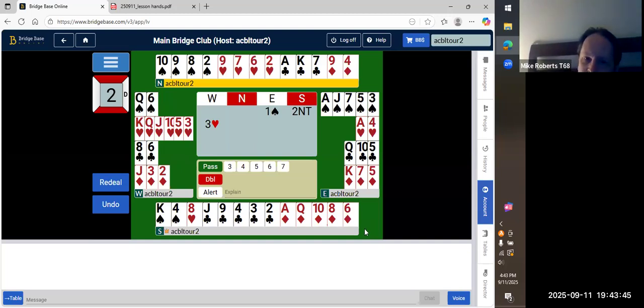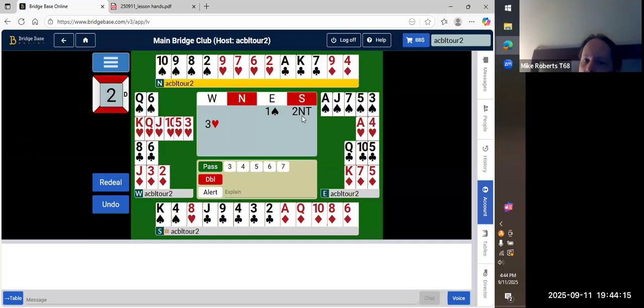The way the system works is after your partner opens one of a major and they overcall 2-no trump, clubs says I've got a good heart bid, and diamonds says I've got a good spade bid. Whether that's your own suit or a raise depends on what partner opens. But the advantage of doing that is that you use three clubs and three diamonds as the really big hands, so now three hearts and three spades are both limited.